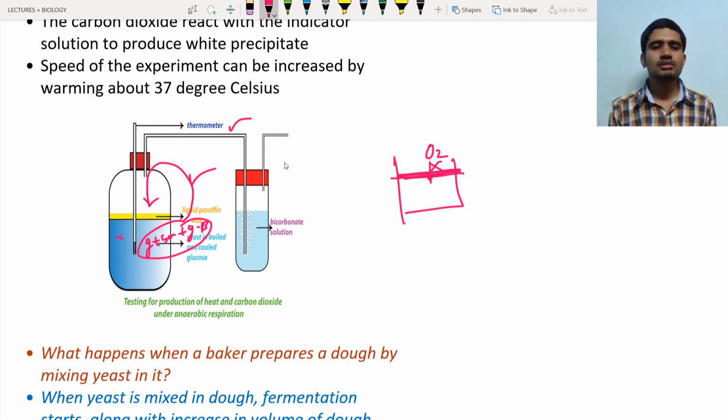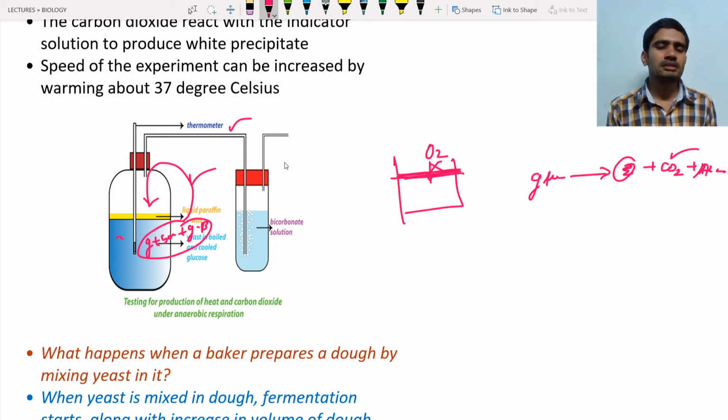Now the yeast is going to do some kind of process. That process is known as anaerobic respiration, or you can call it the fermentation process. During fermentation, the glucose molecules will be broken down to produce energy plus carbon dioxide, and some amount of alcohol is also produced. So we have to see whether the carbon dioxide is produced here or not.